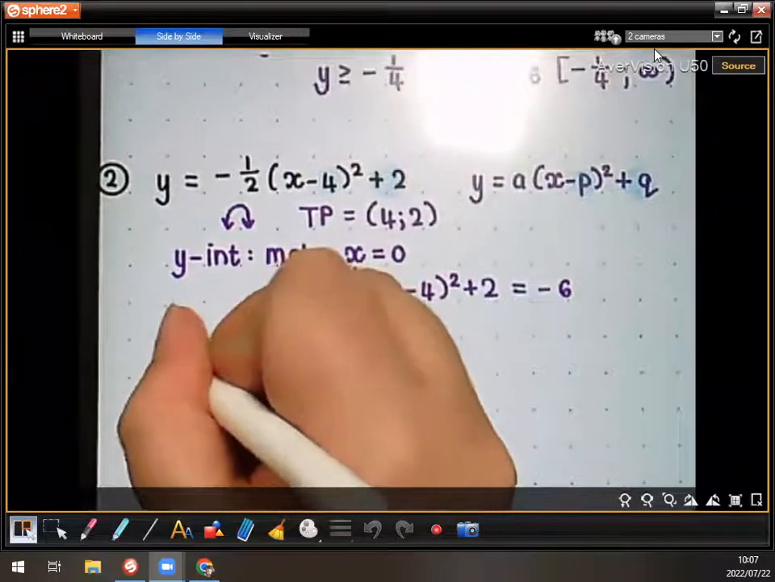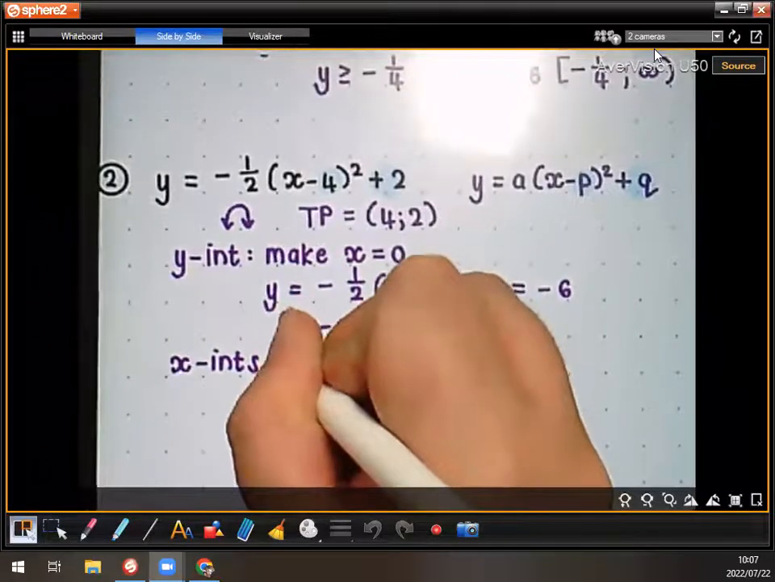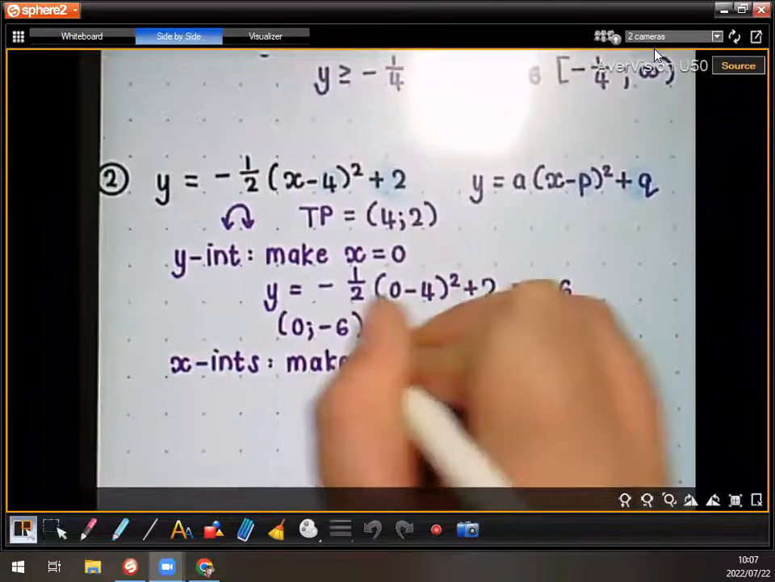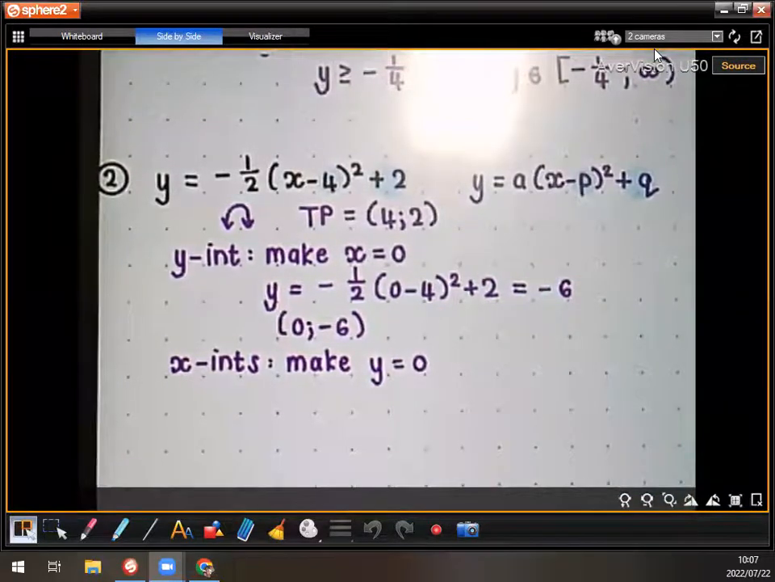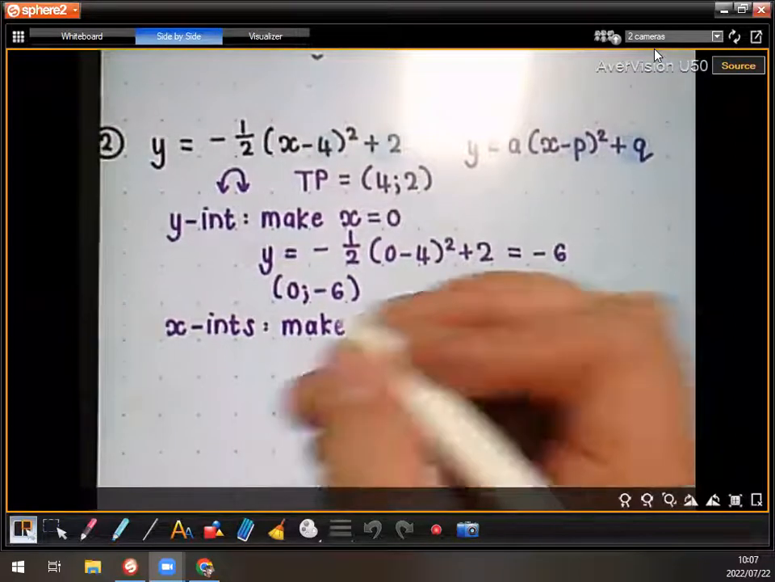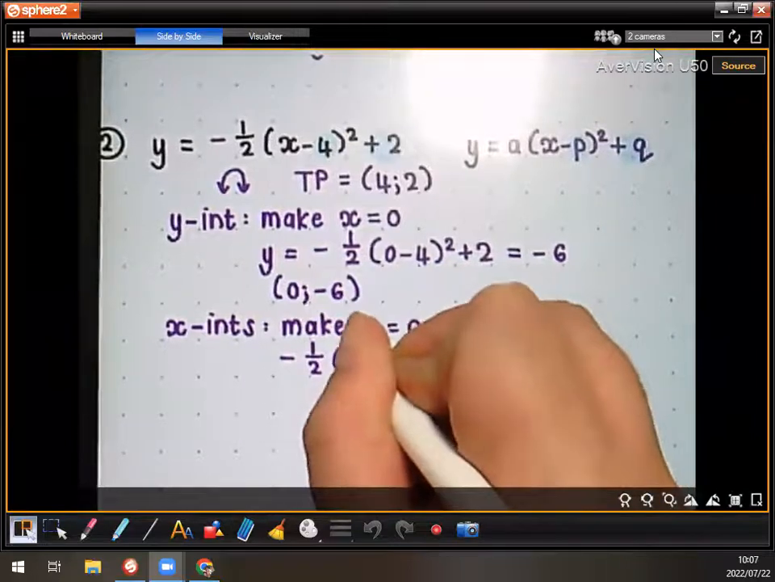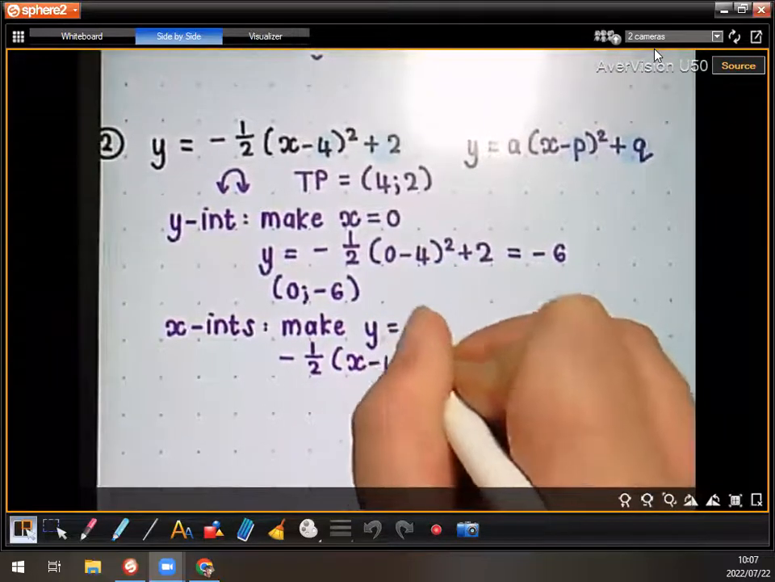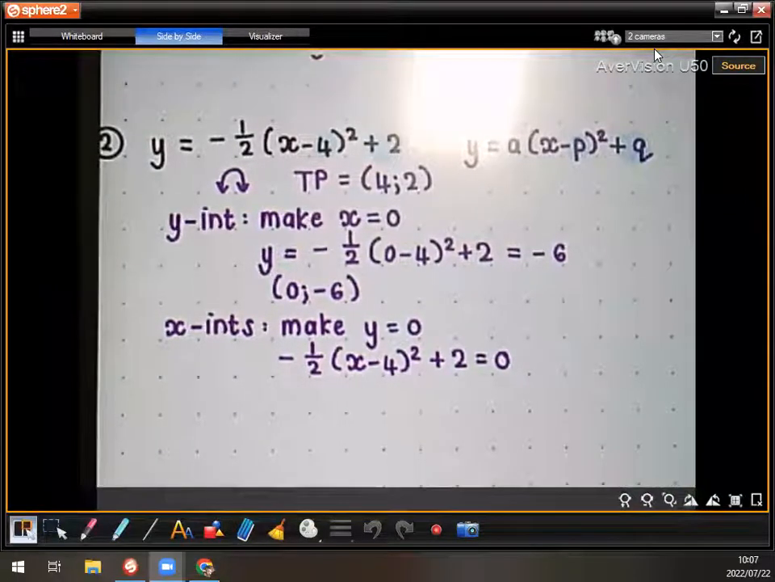Okay, for the x-intercept, we do the same thing as for the previous one. We are going to make y equal to 0 in our equation and then solve for x. So I'm going to show you guys a quicker way of solving for x now when it's in turning point form. We're not going to have to factorize. So you're going to make your whole equation negative a half bracket x minus 4 squared plus 2 equal to 0.